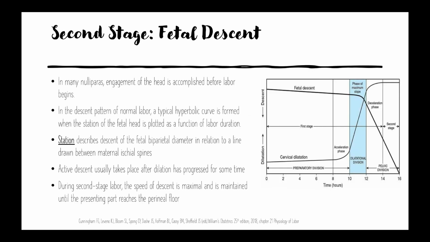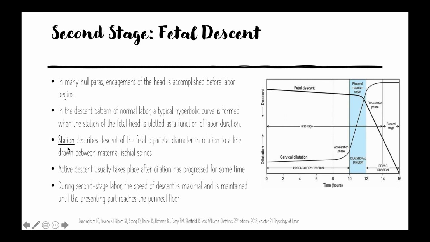Now, for the second stage of labor, this is where fetal descent happens. In many nulliparas, engagement of the head is accomplished before labor begins. In the descent pattern of normal labor, a typical hyperbolic curve is formed when the station of the fetal head is plotted as a function of labor duration. So this is the descent curve. It's a hyperbolic curve that is formed by the fetal descent.